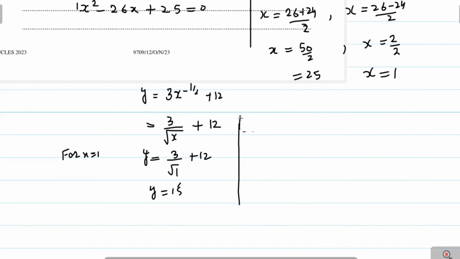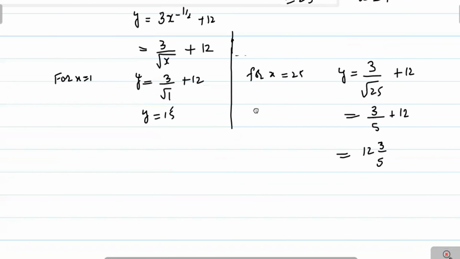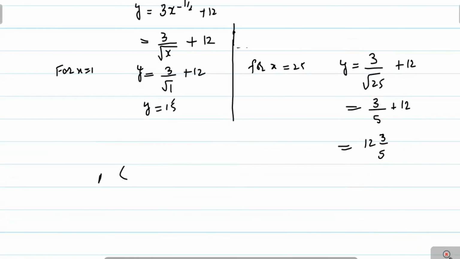The next coordinate of the point, for x equal to 25, we can write y equal to 3 over square root of 25 plus 12, and this will be equal to 3 over 5 plus 12. We can write this as 12 and 3 over 5, and this is the y coordinate. The first coordinate A will be (1, 15), and the second coordinate B will be (25, 12 and 3 over 5), and this is the answer.